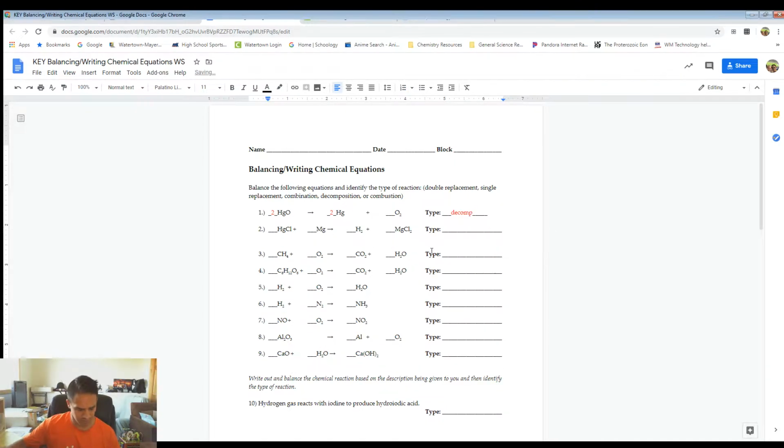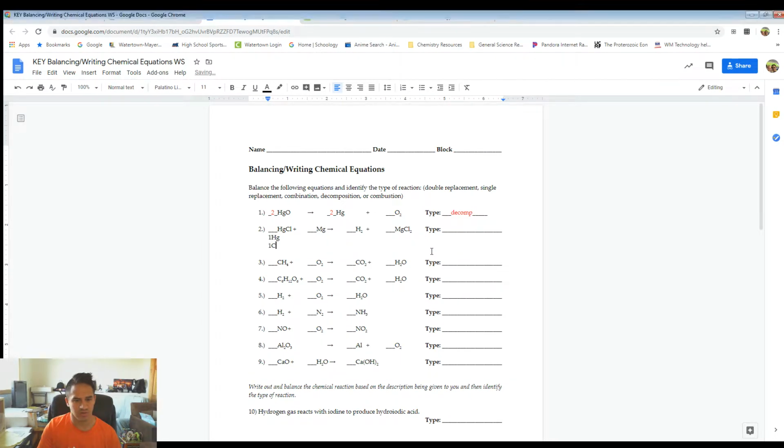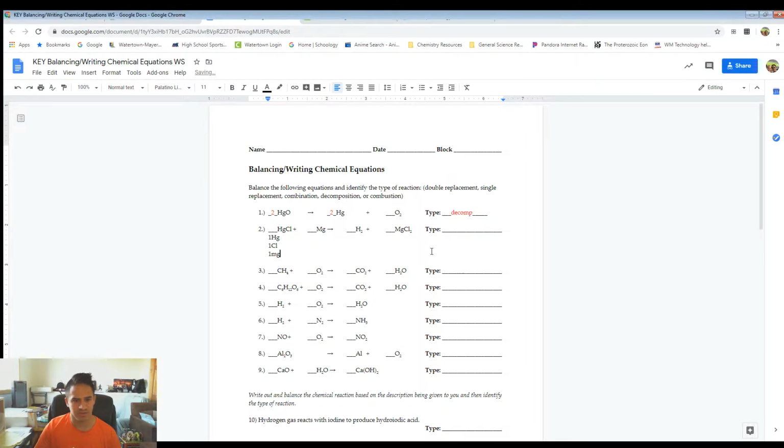Again, let's make a little list. So on the left, we have one mercury, one chlorine, and one magnesium. Oh, I just realized that that should be HCl, not Hg. There you go. I was like, this doesn't make any sense. One hydrogen, one chlorine, one magnesium. On the right side, we have 2 hydrogens, 2 chlorines, and 1 magnesium. So the hydrogens and the chlorines are not balanced.